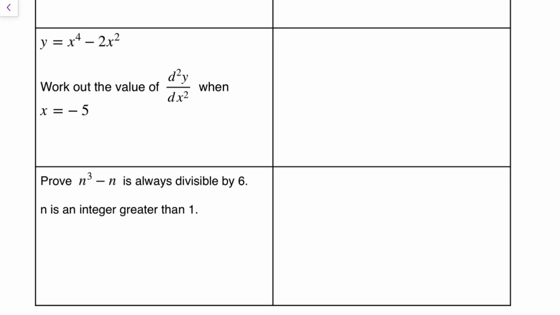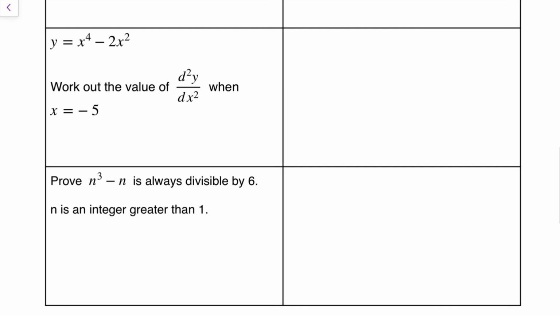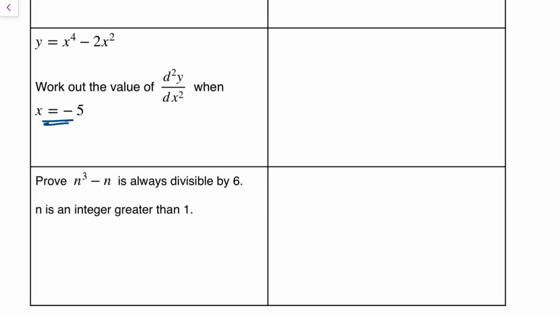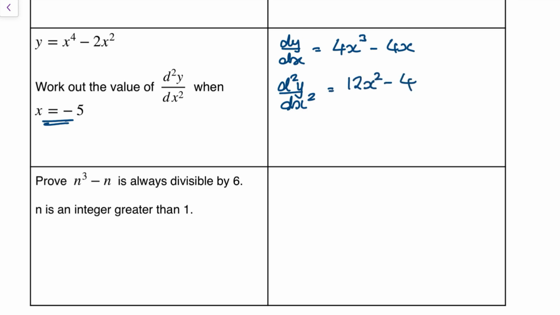Right, next question. y equals x to the power of 4 minus 2x squared. Work out the value of d2y dx squared when x equals minus 5. So it's telling me to differentiate twice and put the value in. So let's do that first. So first of all, dy dx is equal to 4x cubed minus 4x. Then I'm going to differentiate again to find out d2y dx squared, which is equal to 12x squared minus 4.